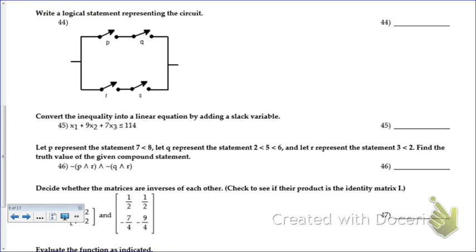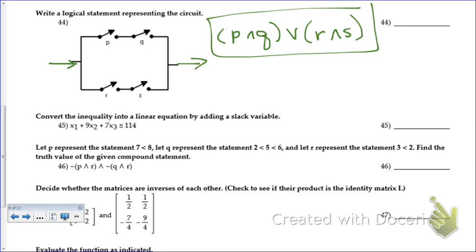Number 44, we've got a logic statement about circuits. So what we want to do is go from the left side and enter the circuit, and then go on the outside. But when we enter it from the left, we see that we have two options. We can either go up and go through P and Q, or we can go down and go through R and S. So that's exactly what we're going to say. We could do P and Q, or R and S.